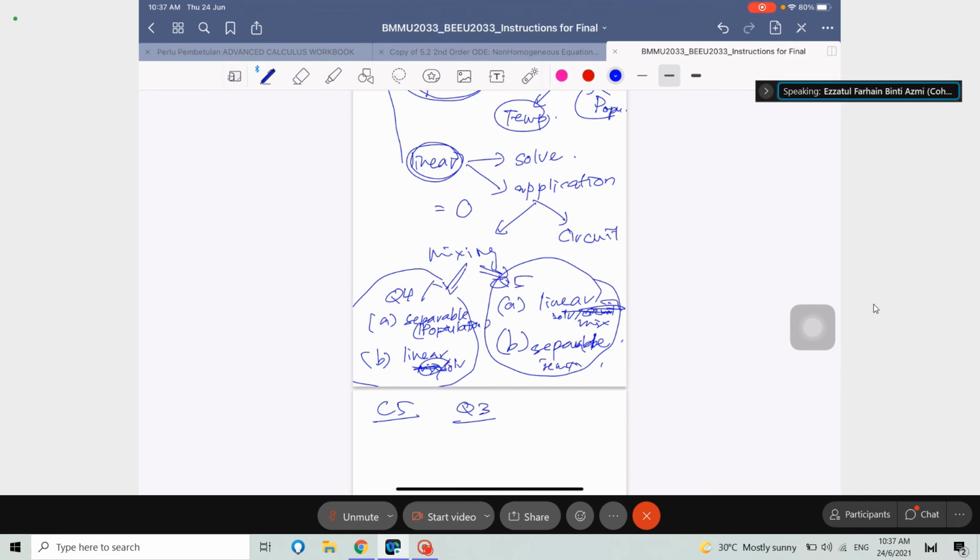Ada orang mungkin nampak soalan mixing tank. Let's say mixing tank dia tak suka, so dia pilih lagi satu punya soalan, kan? Macam itulah contohnya. So we give options to you guys. But you cannot avoid answering question 4 or question 5.